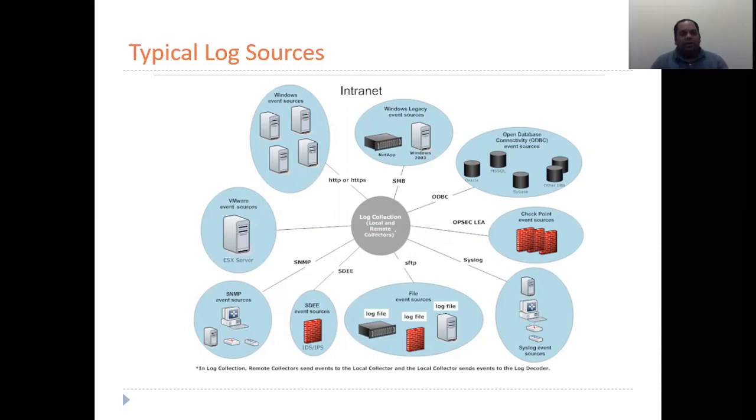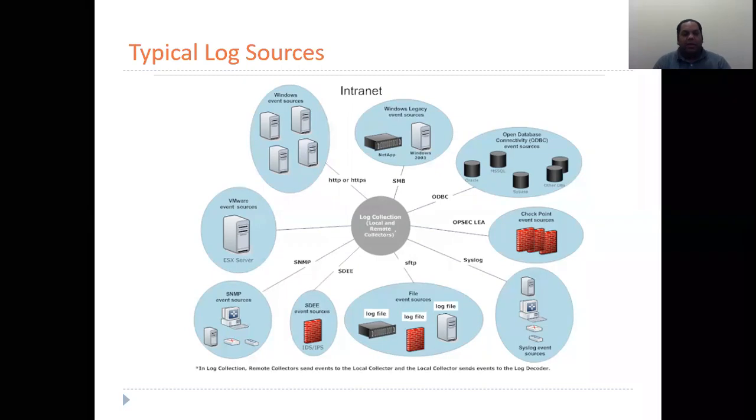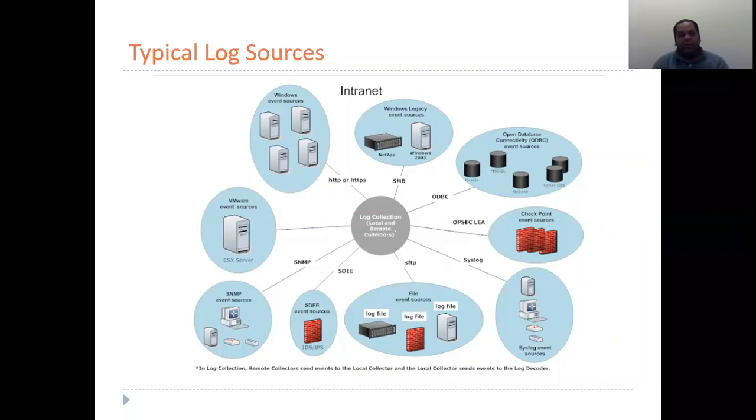So here, you have Windows event sources, you have VMware virtualization, you have some devices which operate on SNMP, you have firewalls, you have SFTP, not FTP but secure FTP. So different kinds of log sources, and all these log sources are sending different kinds of information to the SIEM. The Windows servers are sending web server logs. There is a network share, so you are getting SMB information. There are databases, you are getting ODBC information. There are devices which operate on syslog. So all this information is coming to the SIEM.